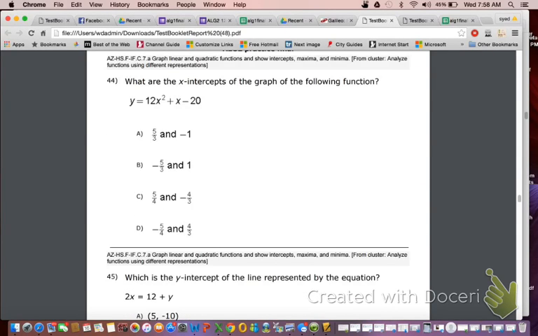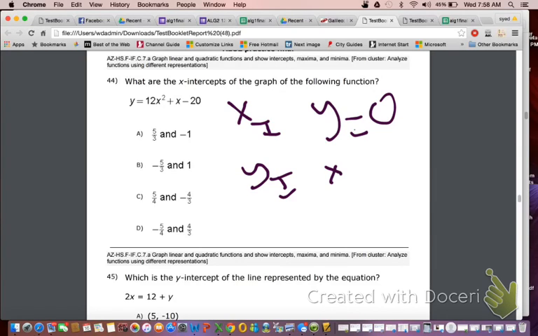Okay, you have to remember this: x-intercept occurs when y is 0. Y-intercept occurs when x is 0. Okay? So you want to set y to 0. Use the quadratic formula, okay?